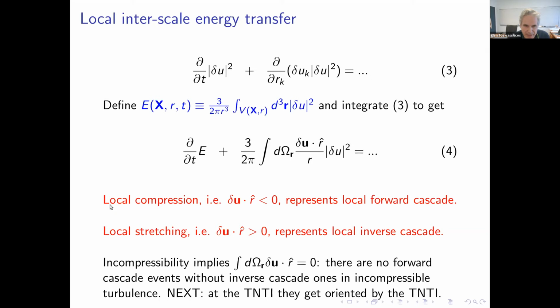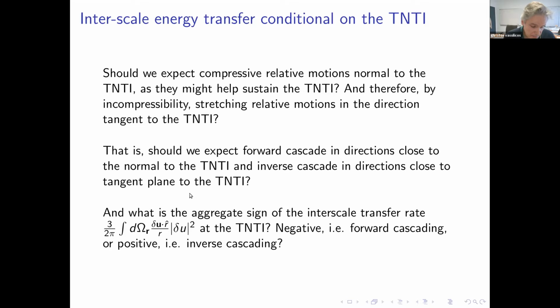So the question I'm asking is, should we expect at the interface the relative motions to be locally compressive in a direction normal to the TNTI, and therefore perhaps locally stretching in the direction tangent, particularly perhaps if this may or may not somehow have something to do with the longevity of this interface? That alone, I think, is a bit of a mystery.